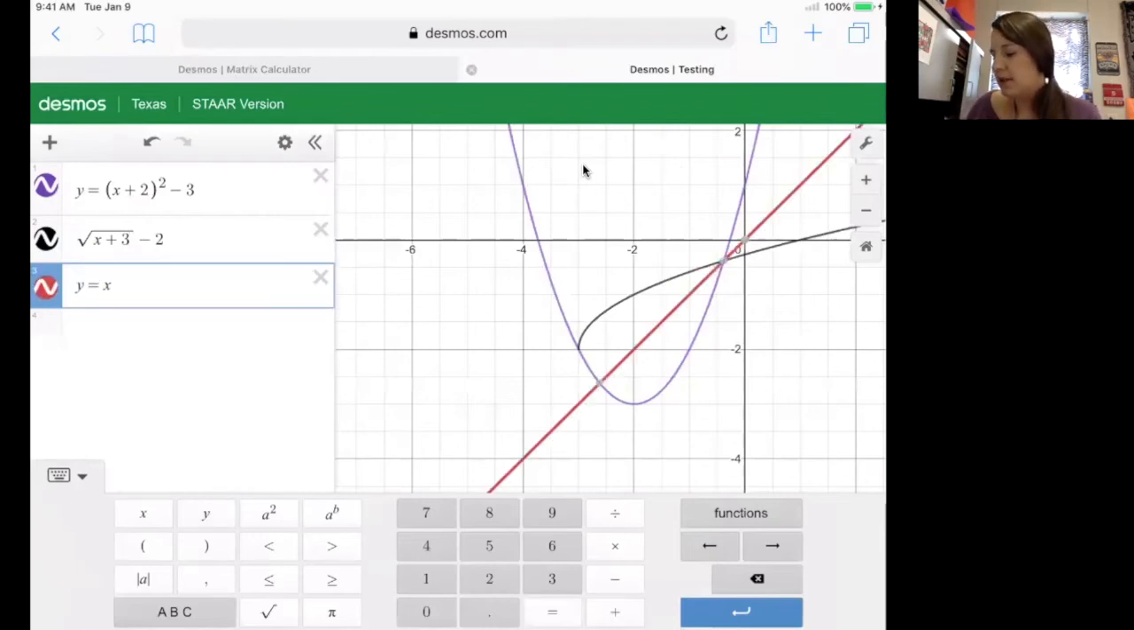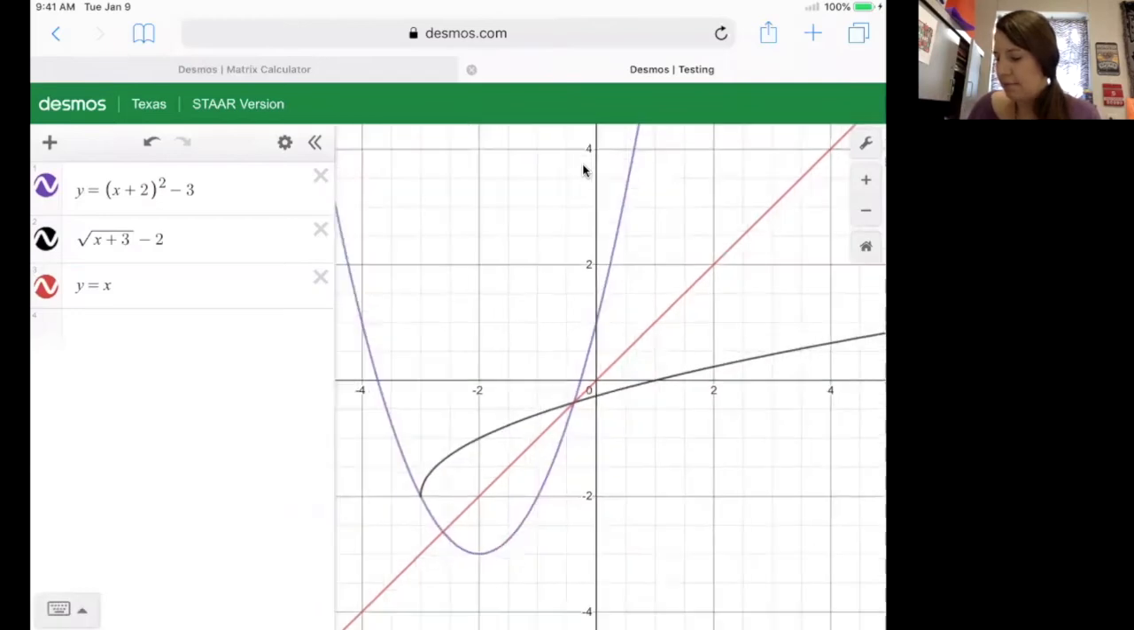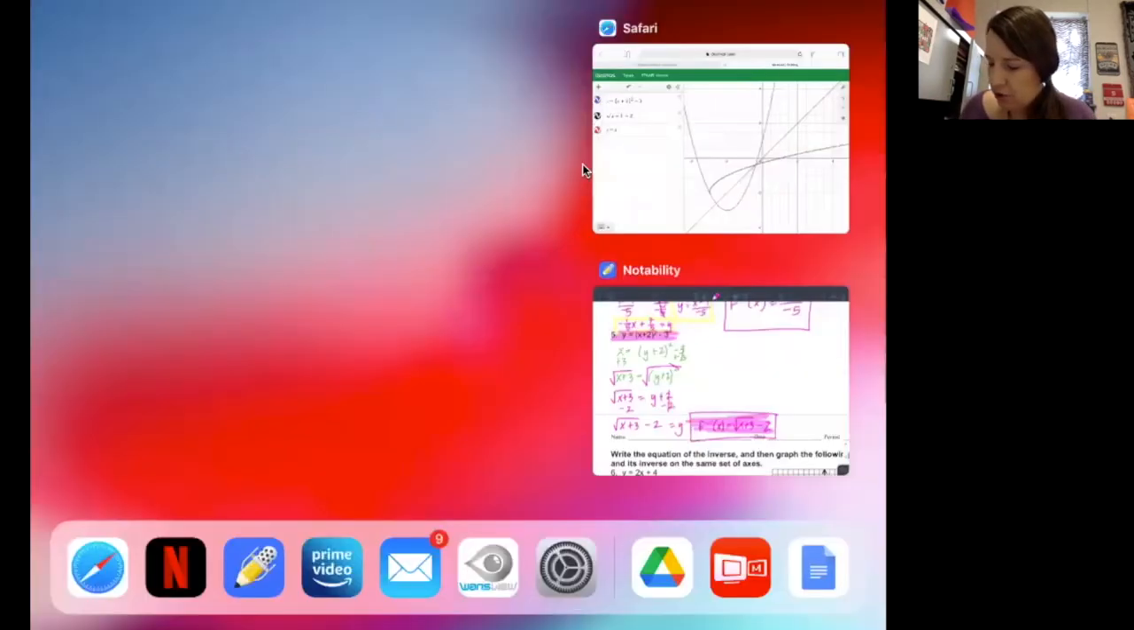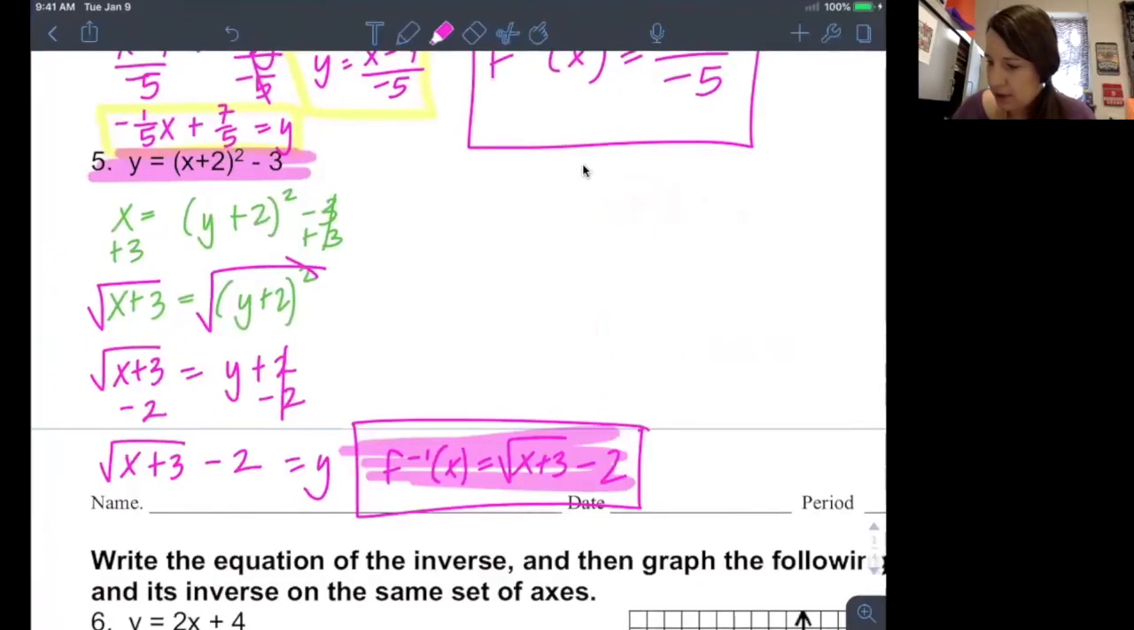So you'll notice that only half of our parabola, half of our blue, lines up with that green function. I'm going to go ahead and take a screenshot of this and bring it into Notability so that I can kind of show you and draw on it. So let's put this picture in.